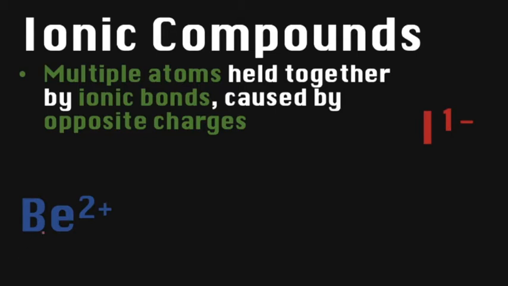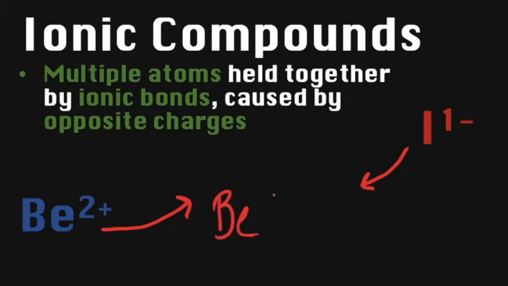So let's imagine here that we have beryllium. Beryllium is a metal. It has already given away its electron. It actually gave away 2 electrons, and so now it has a positive 2 charge. And let's imagine that iodine has already stolen an electron, and so it's taken on a negative 1 charge. What we learned before was that these two, since they have opposite charges, are now attracted to one another, right? So they're going to come together.